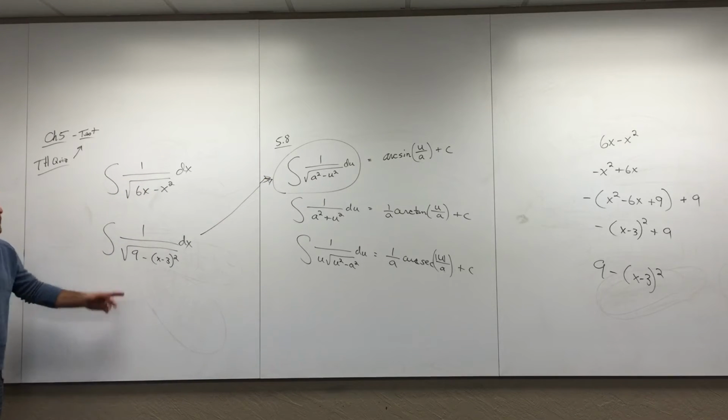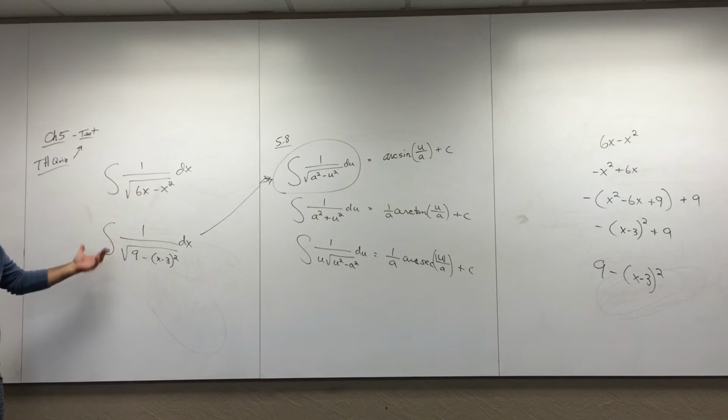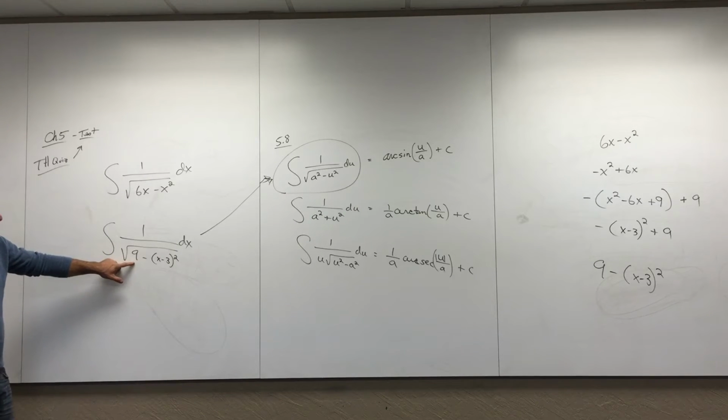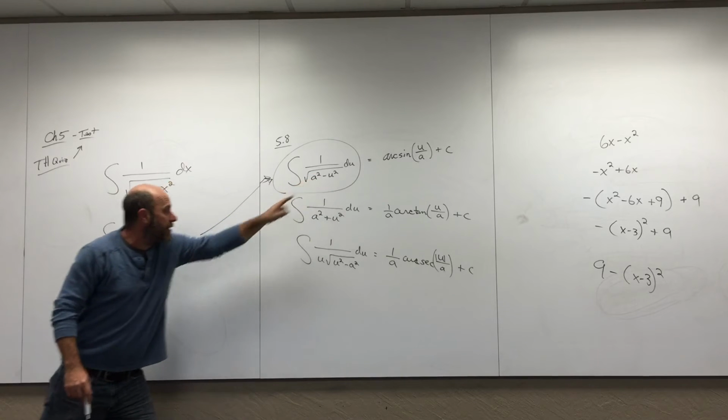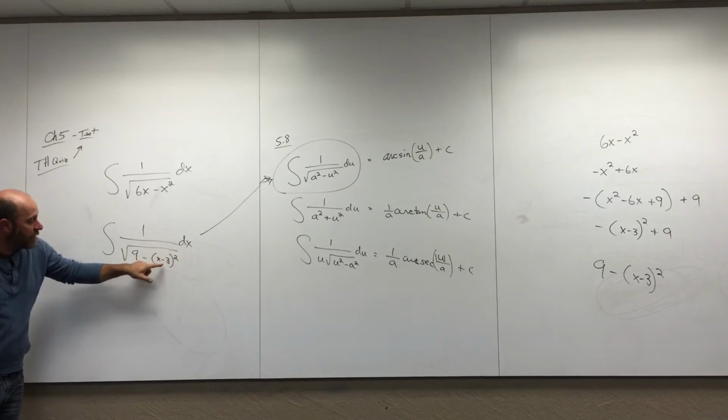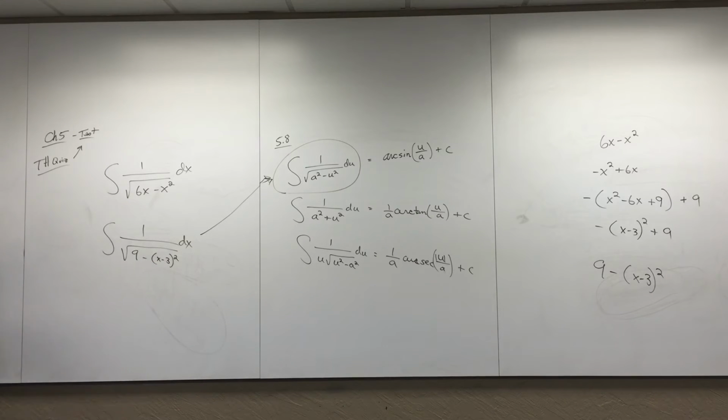Do you see an A? I think A is a 3, if A squared is 9. Do you see what might be a U? X minus 3. So if that's U squared, then my U is X minus 3. If your U is X minus 3, that's not a very exciting DU. What's DU? dx. When it's not a very exciting du, I don't feel like even going through the motions.